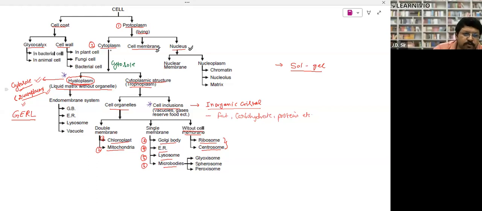Look. First, write down cell coat, protoplasm. Then glycocalyx. Leave the rest part. Cell wall, cytoplasm, cell membrane, nucleus. First, please note down this stuff quickly. I thought you must have noted down.